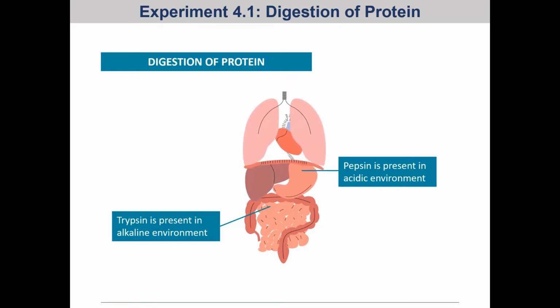The enzyme pepsin plays an important role in the digestion of proteins in the stomach, which has an acidic environment, by breaking down the ingested protein into peptides. In the small intestine, specifically the duodenum, which has an alkaline environment, trypsin acts on peptides, reducing them to smaller peptides.